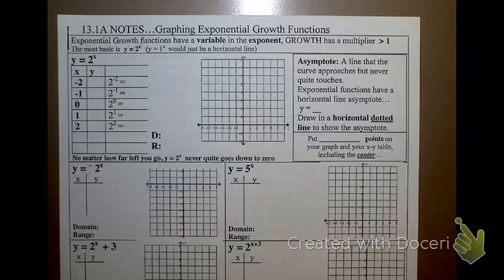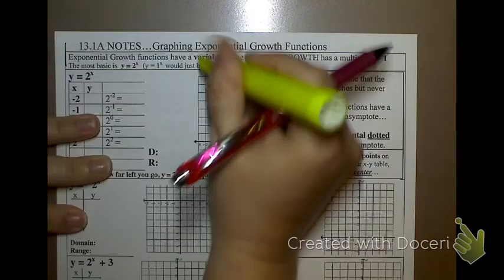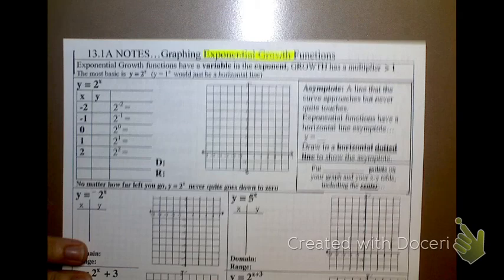Okay, so I'm going to cover 13.1a and 13.1b. They are very, very similar notes to each other. The difference is that 13.1a is exponential growth, and what's 13.1b? Decay. Exponential decay.